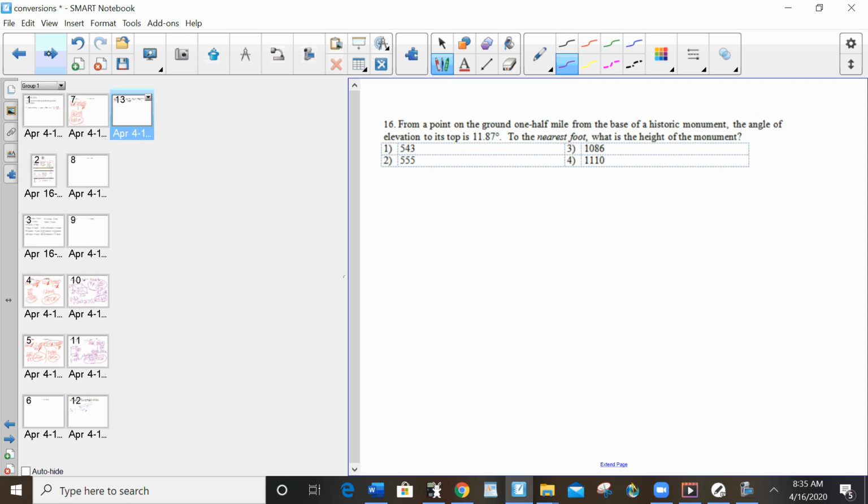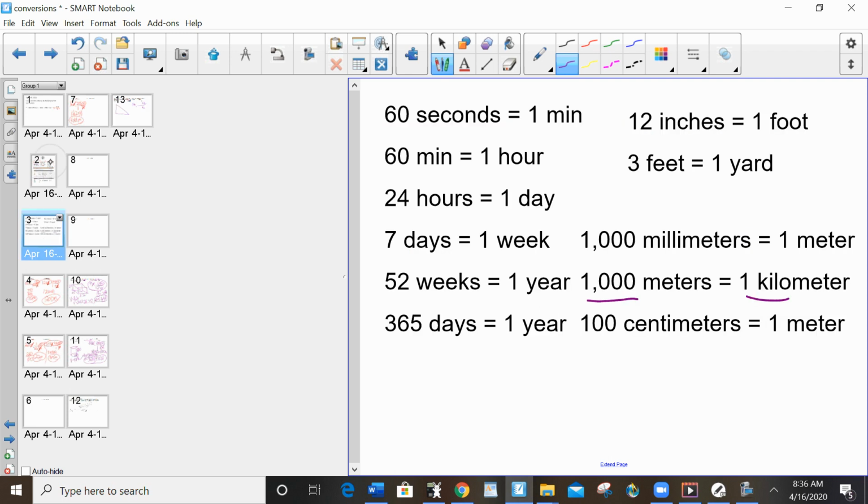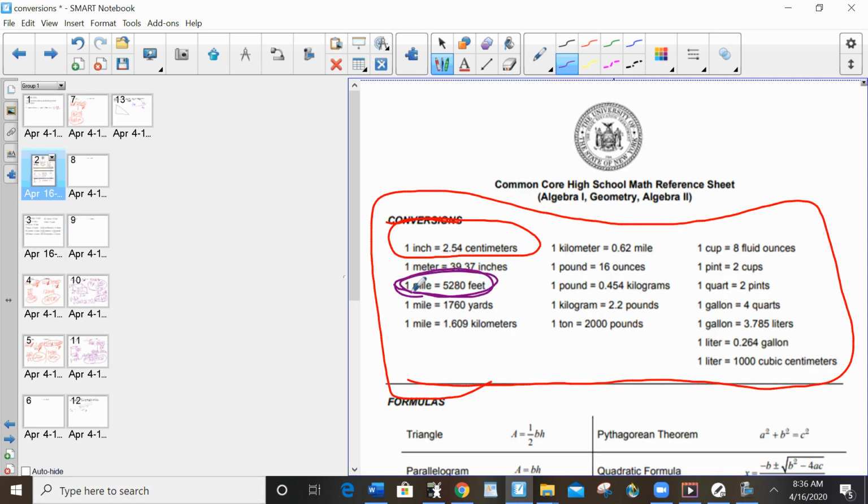16 doesn't really belong in this unit, but the whole point is that we're going to have to do a conversion to answer it. From a point on the ground 1/2 mile to the base of the historic monument, the angle of elevation, we got a right triangle. So it wants the answer to the nearest foot. It's giving me 1/2 mile, so I'm going to have to convert the 1/2 mile to feet. Whatever I start with goes on bottom. I'm converting miles to feet. What's the conversion between miles and feet? Well, that's on your reference sheet. 1 mile is 5,280 feet.